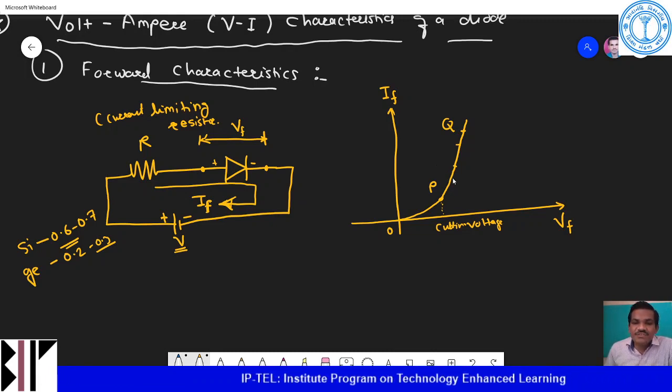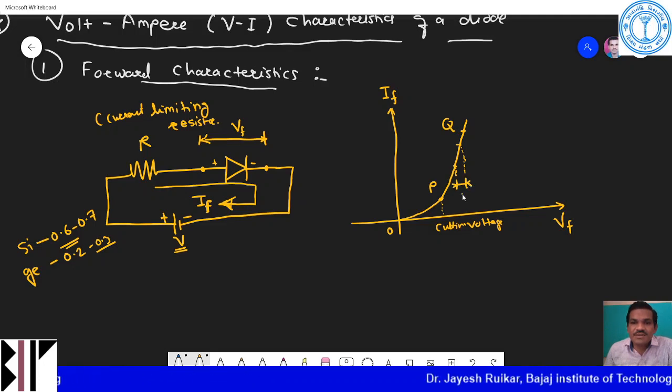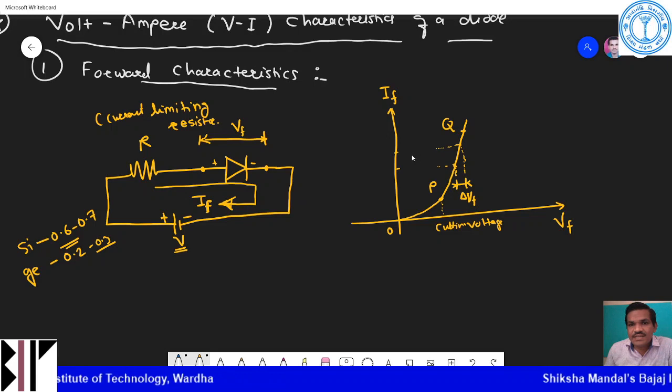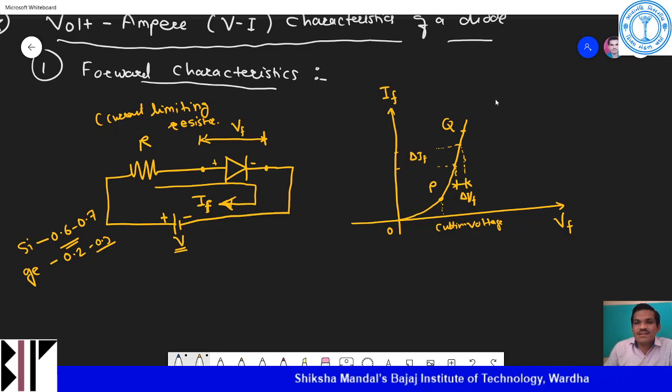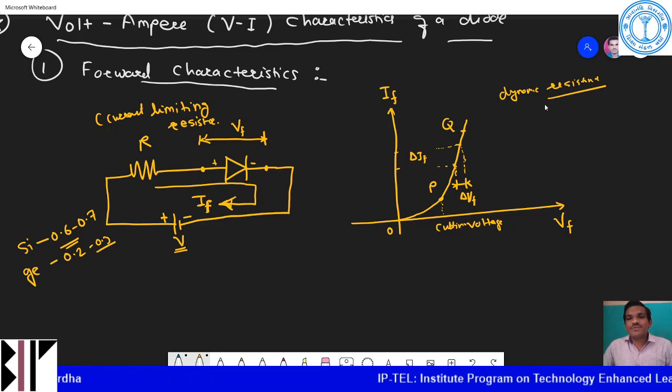And if we talk about these two particular points, if you want to calculate the dynamic resistance, the theory is there. This region is nothing but the change in VF, delta VF. And if you measure vertically, this is the change in IF. That is how we can calculate the dynamic resistance of that particular circuit. We are not going into the dynamic resistance values.